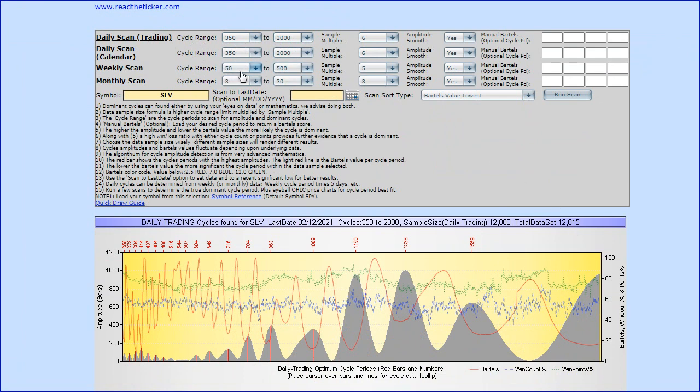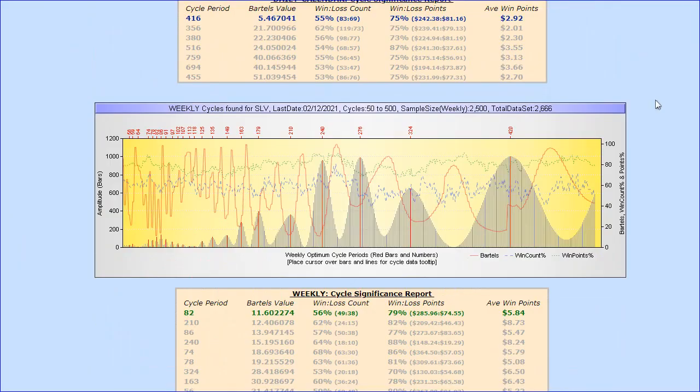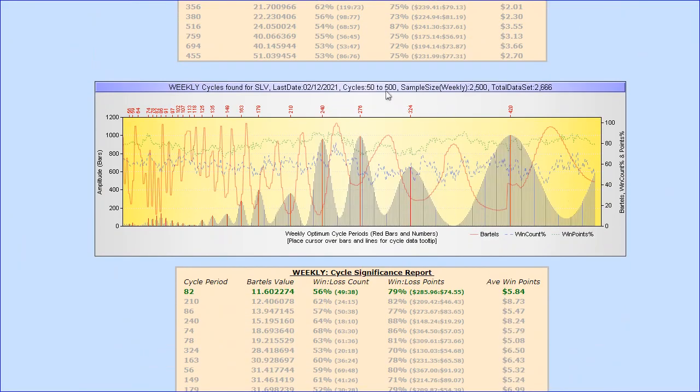So my weekly one, I'm scanning the range of 50 periods to 500, multiplied by 5, so that's 500 times 5. And I scroll down to my weekly, and there we are. Here's my weekly cycles 50 to 500, sample size 2,500. That's 2,500 weeks. Maximum I could do is that. So I'm pretty much doing all data. So let's stay on the weekly.